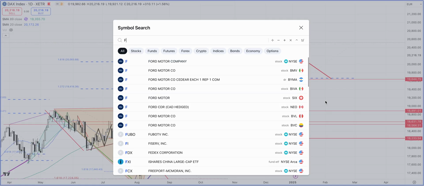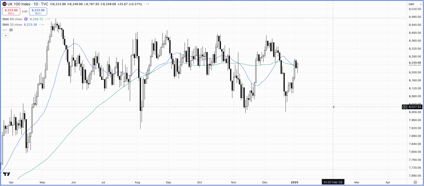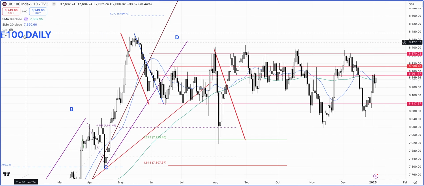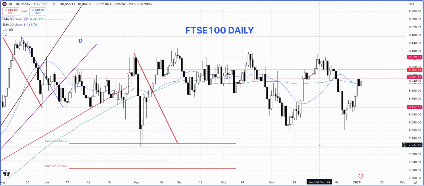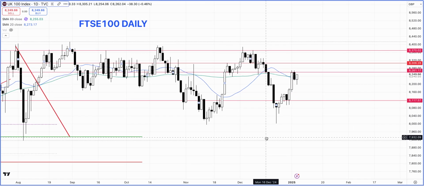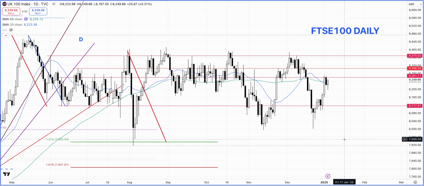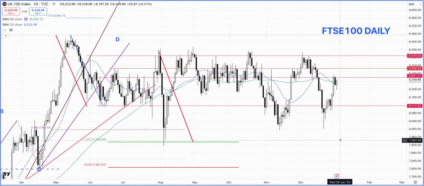Now let's take a look at the FTSE. This is the daily chart for the UK market, FTSE 100, and here we go. You can see it's really range bound. So what can we say about this market? It was at the bottom of the range, and now it's moving towards the top of the range.